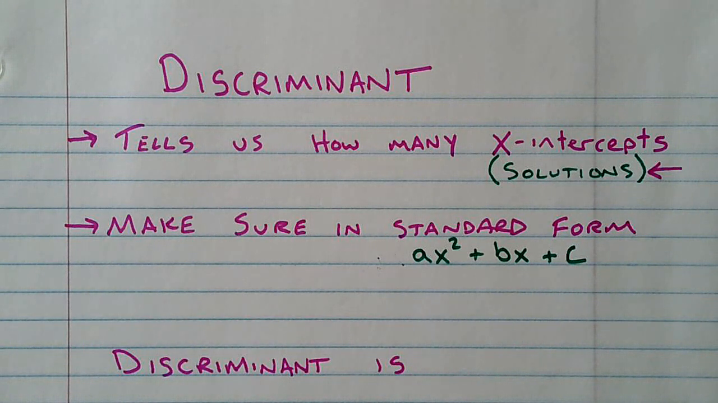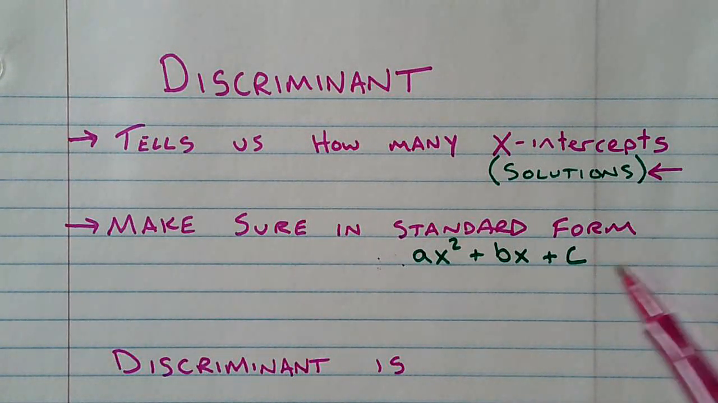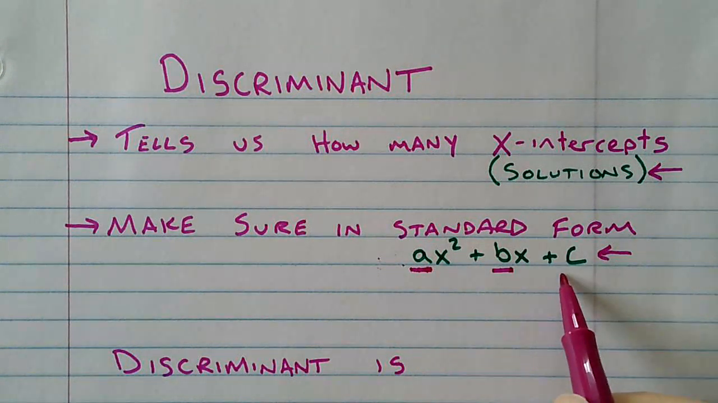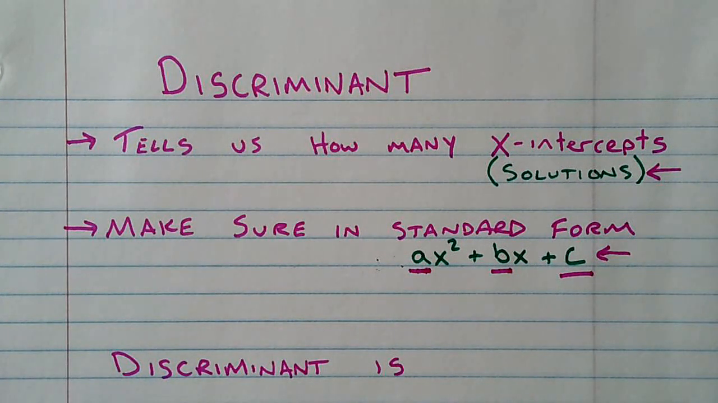And another big important factor is we want to make sure that our quadratic is in standard form. It's the most important part that it's in standard form, because we want to know the coefficients A, B, and C. We have to know what those values are in order to use the discriminant formula.